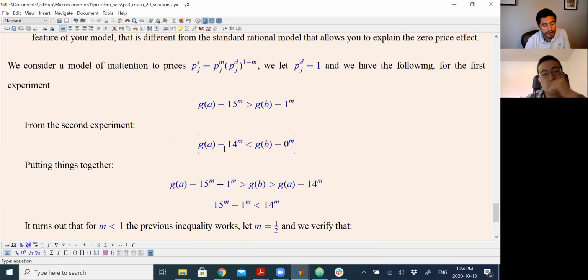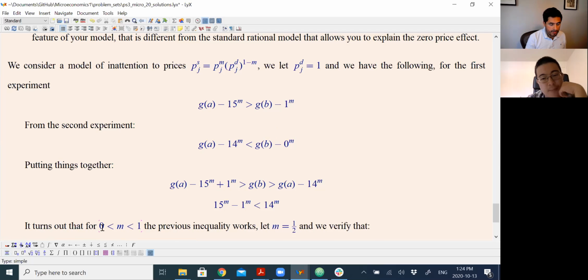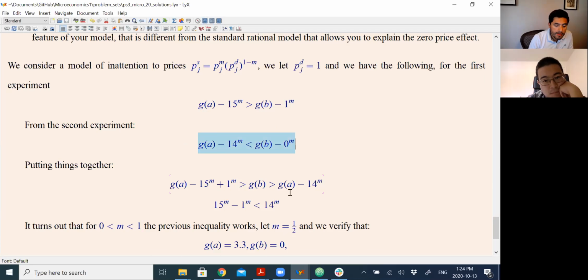So here I have g_A, the gross benefit of the Lindt truffle, minus the price of the Lindt truffle to the power of m, the attention parameter, strictly less than g_B minus 0 to the power of m. To avoid the non-defined object, I'm going to assume m is strictly greater than 0, so I don't have 0 to the power of 0. If I put these inequalities together, they become this triple inequality. I want to figure out whether this gives me some sort of contradiction or not, and then find particular numbers for g_A and g_B that explain this data.